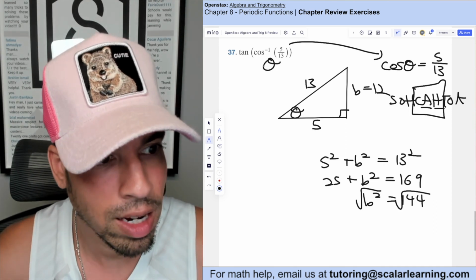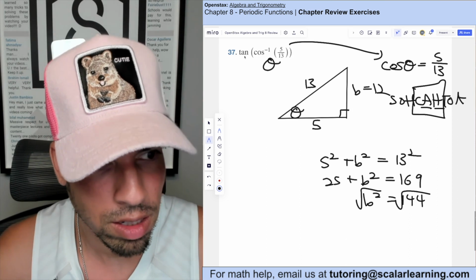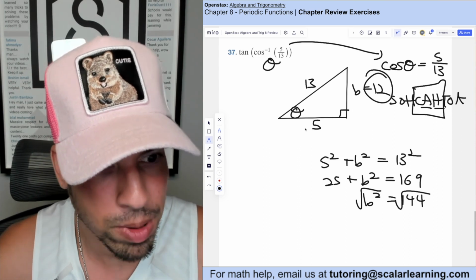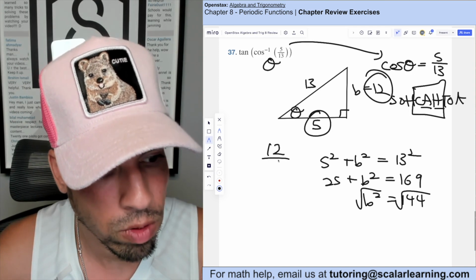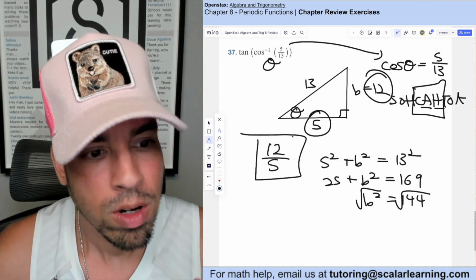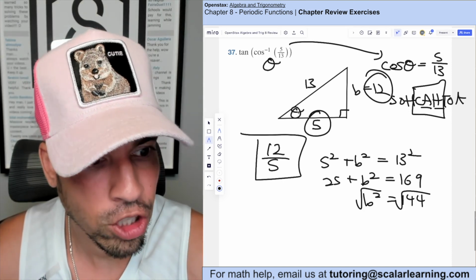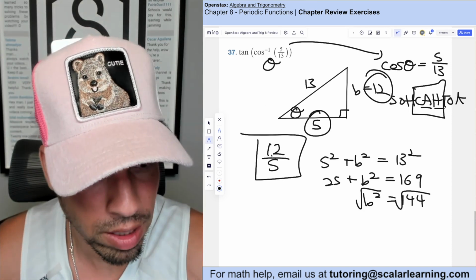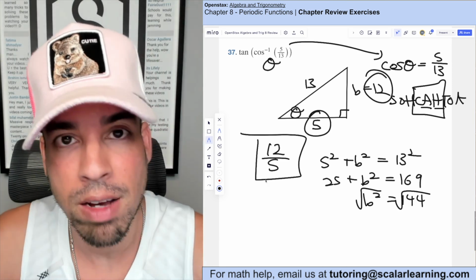Now we're taking tangent of this angle right here. I'm not even going to calculate what the angle is. It doesn't matter because tangent of this angle is opposite over adjacent. That's all we need, which is 12 over 5. And remember, we're in quadrant 1 when we get this theta value, so tangent of an angle in quadrant 1 is going to give me a positive value. So I don't have to worry about negatives or positives. So 12 over 5, boom, done.